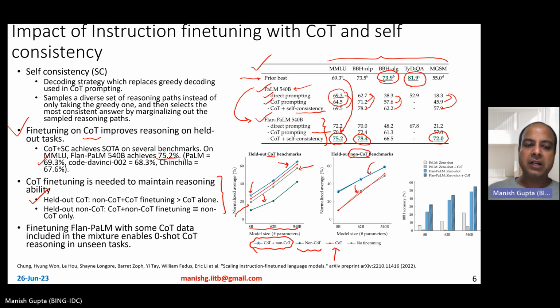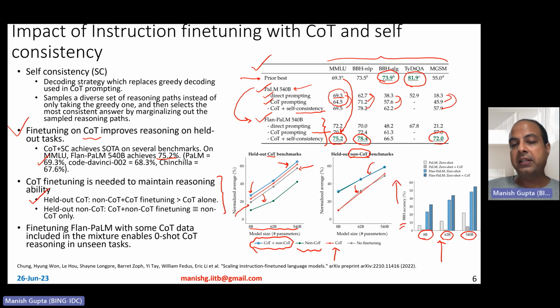Okay. Now, lastly, fine-tuning Flan PaLM with some COT data included in the mixture actually enables zero-shot COT reasoning in unseen tasks. That's awesome. So let me go over the results. They show you different model sizes of PaLM, and the y-axis shows you BBH accuracy. BBH is Big Bench Hard tasks, which are really difficult tasks.